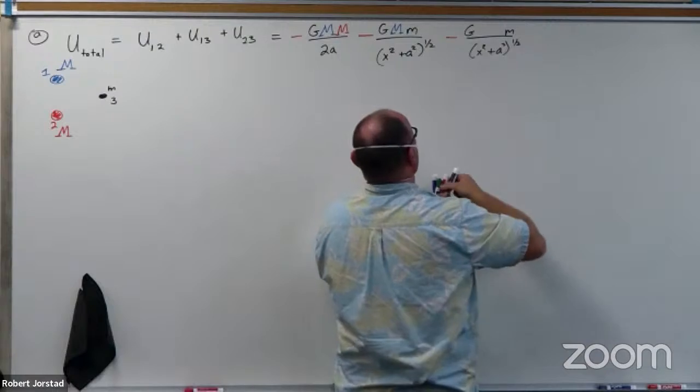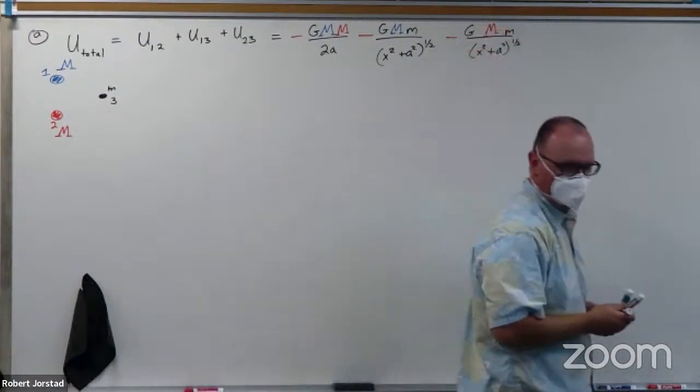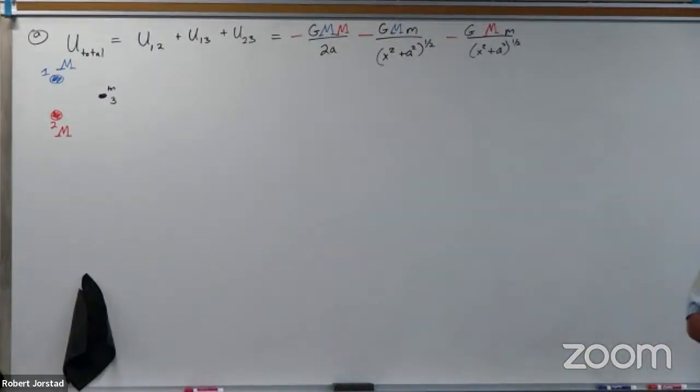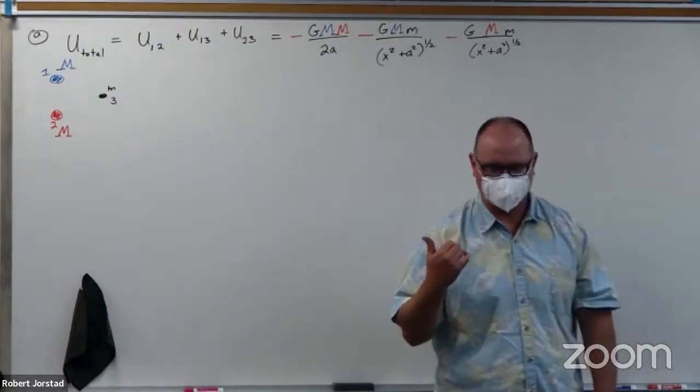Except it's a red M, but it's still big enough. Piece of cake, agreed? So do you agree energy problems are a little bit easier to write down than all that vector crap?